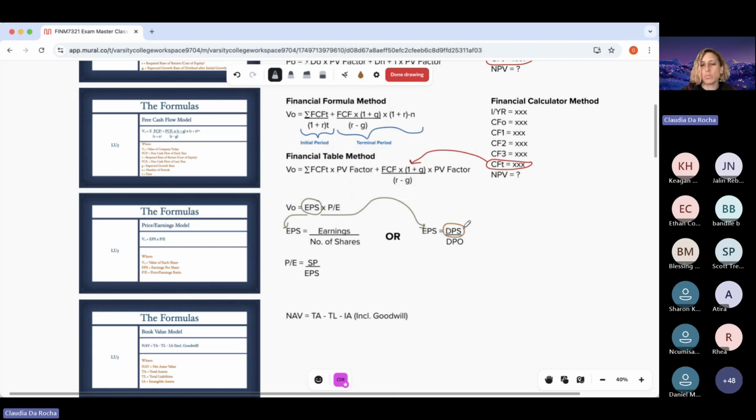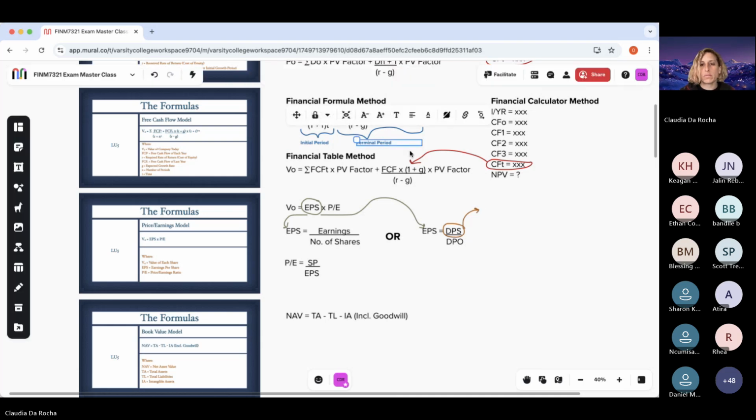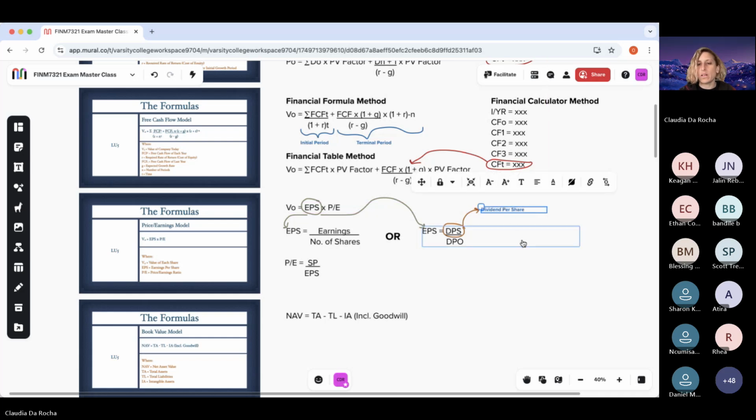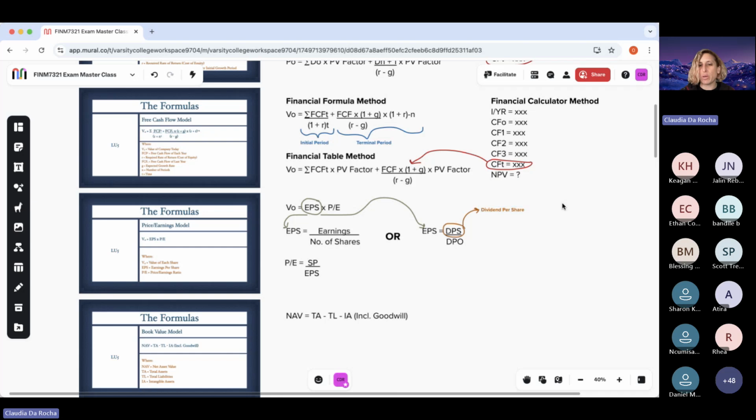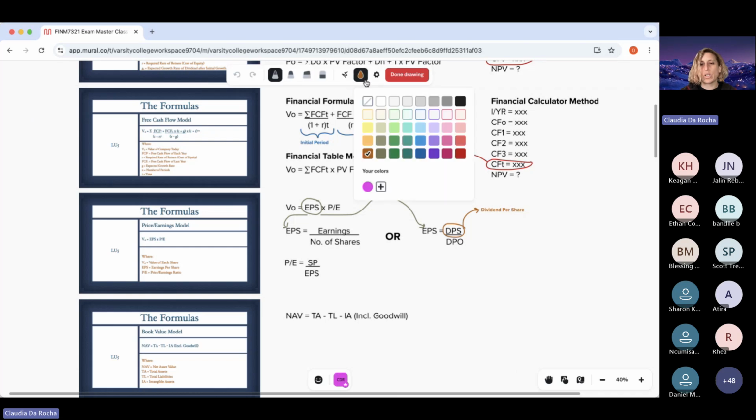So we've got your dividend per share. Dividend per share can also be calculated; it isn't always given to you. Your dividend per share is your dividend divided by your number of shares. Your dividend payout ratio also has a formula, which I'll also write out for you.